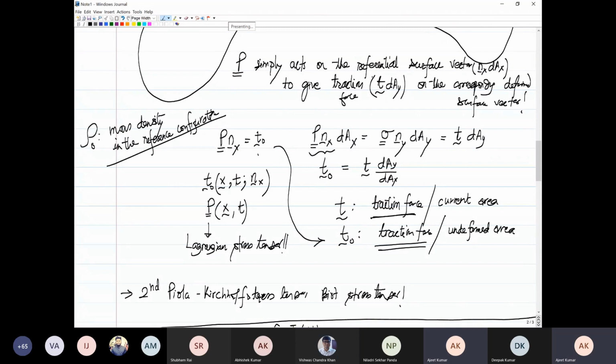Yes, very good. That is what it is. So traction force is always the force on the current area, because that is what is experiencing force. The reference configuration is just a fictitious configuration. It's an imaginary thing. Of course, sometimes we choose it to be the configuration at t equal to 0, but otherwise it's like an imaginary thing.